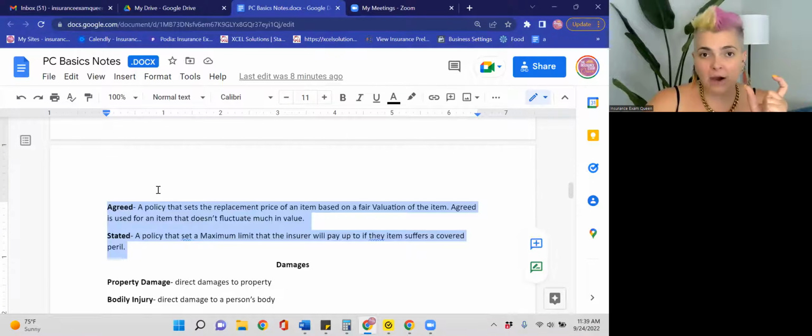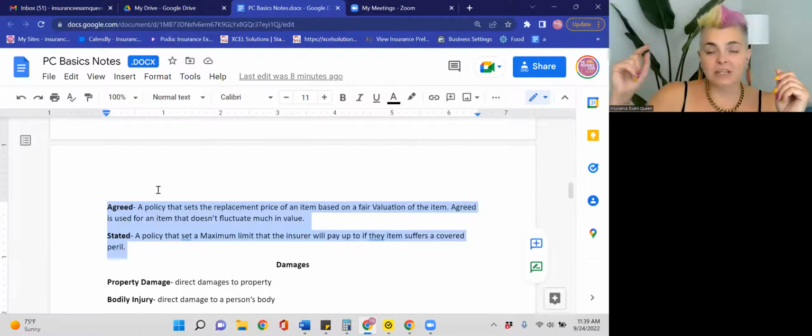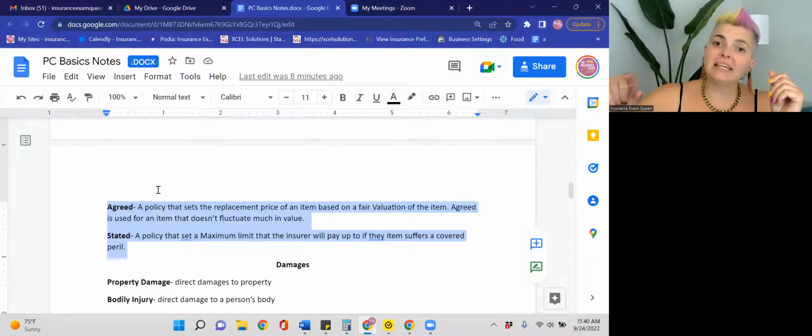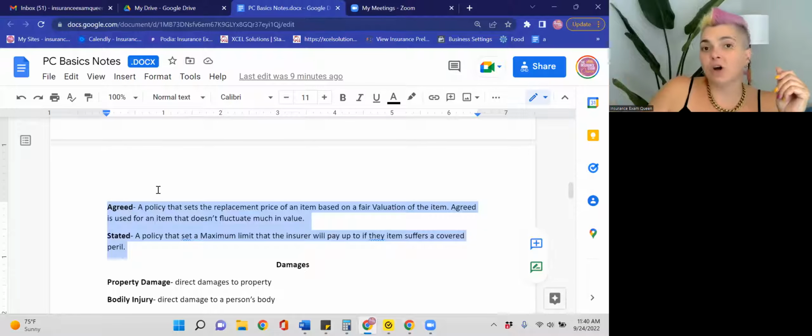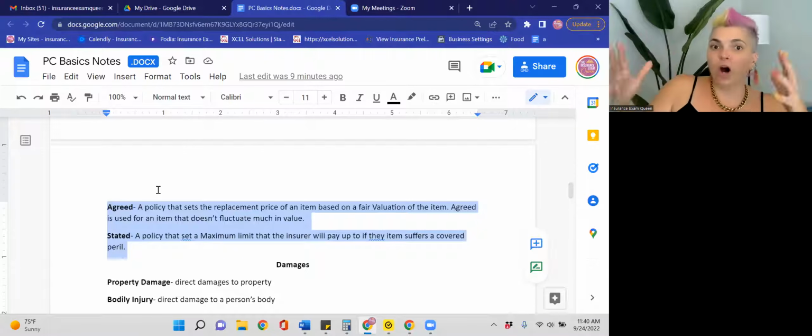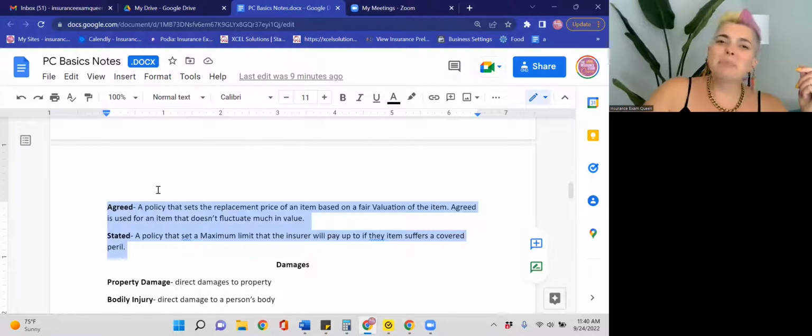You agree on the amount. Any claim happens, you get that amount. It's an agreed value based on a fair valuation. And fair valuation means you agree, I agree, we agree that this is what it should be covered for. And they will pay you exactly $1 million. Now that policy is going to be more expensive than a stated, because a stated says we will pay you up to $1 million. But we're going to check the market to see if that kind of car with that kind of cult following is selling for that much. And if people are not as interested in it anymore, it might not be as valuable.